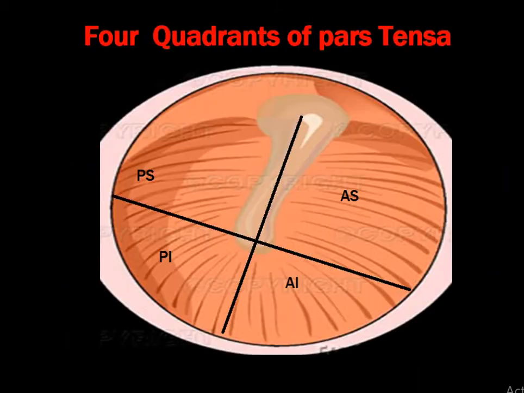The pars tensa can be divided into 4 quadrants by 2 lines. One line passes through the tip of the handle of malleus and the lateral process of malleus. The next is the tangent line, which passes in a perpendicular plane through the tip of the handle of malleus, in the first line. So the first line and the second line divide the tympanic membrane into anterior superior quadrant, anterior inferior quadrant, posterior inferior quadrant, and posterior superior quadrant.